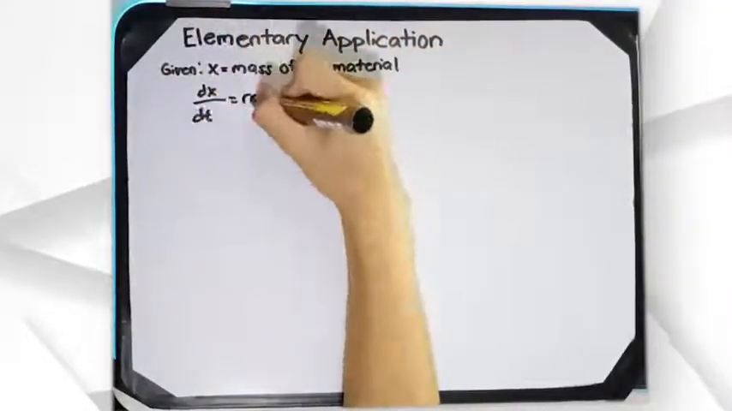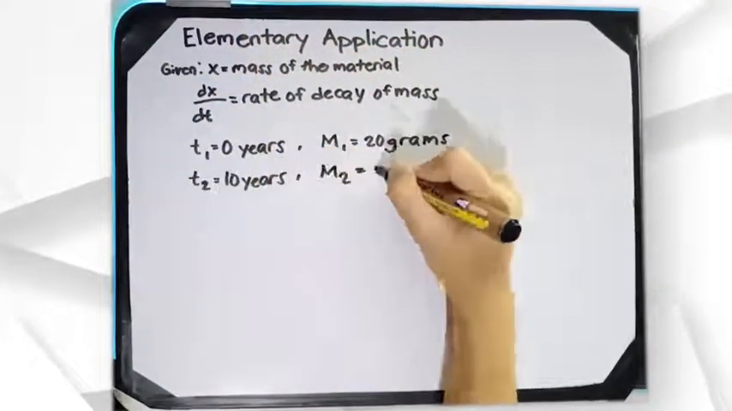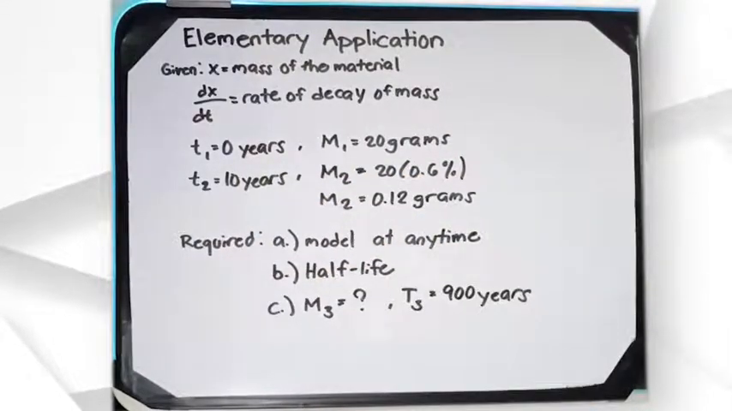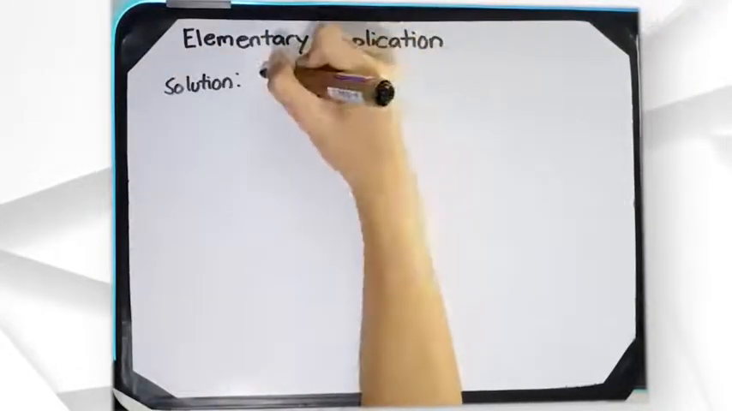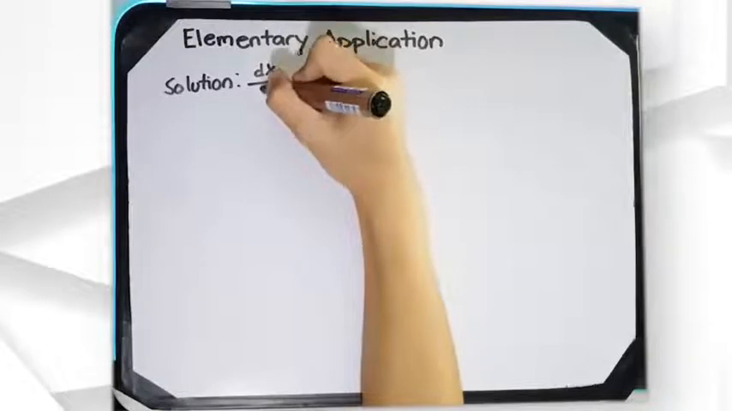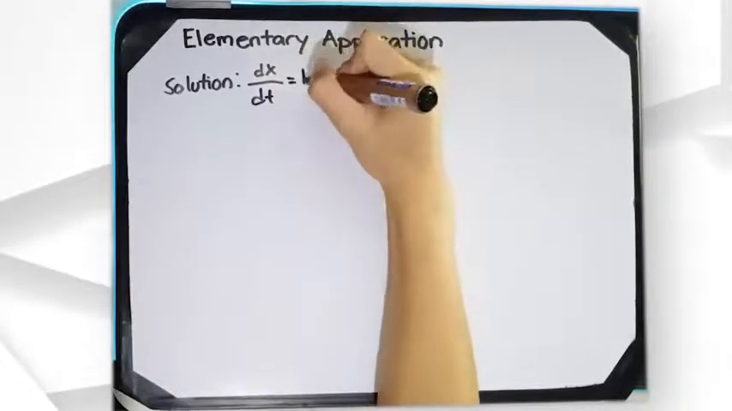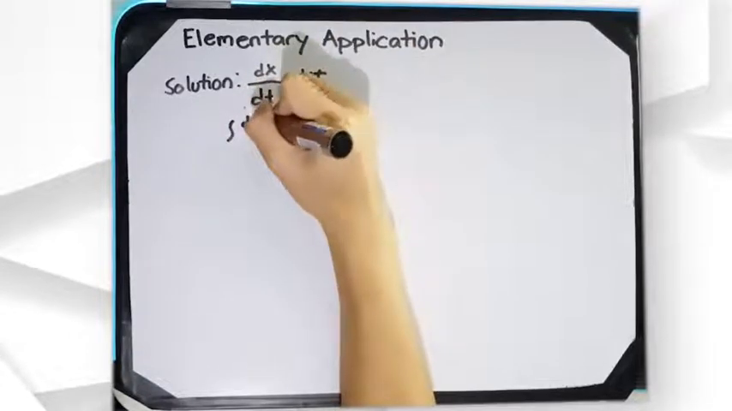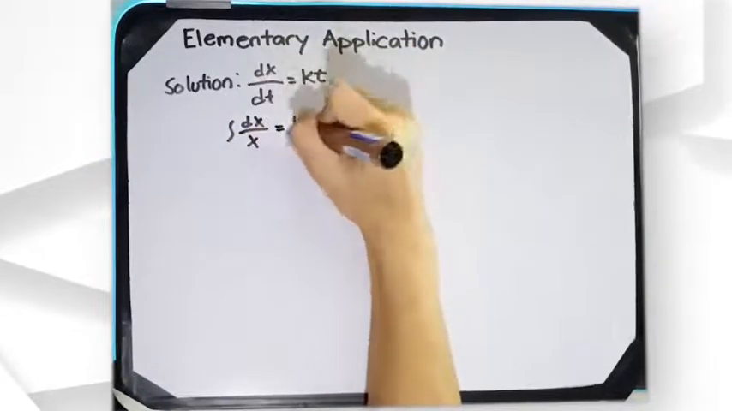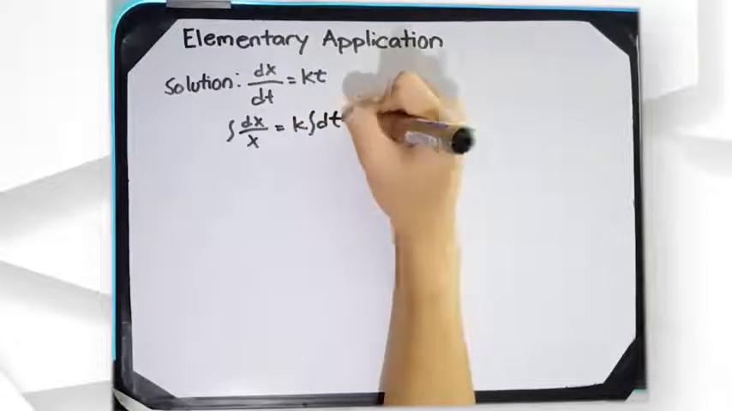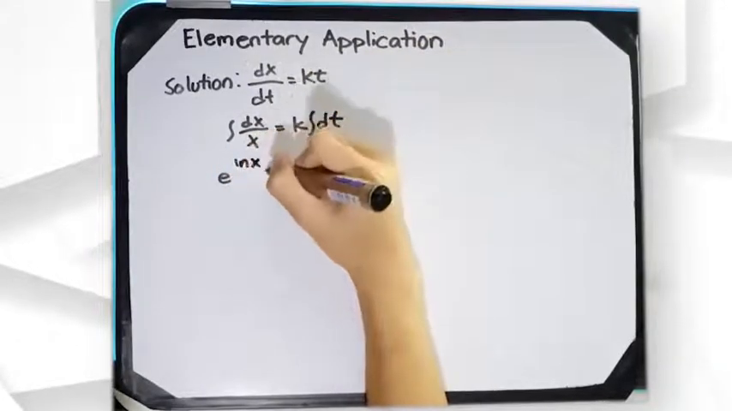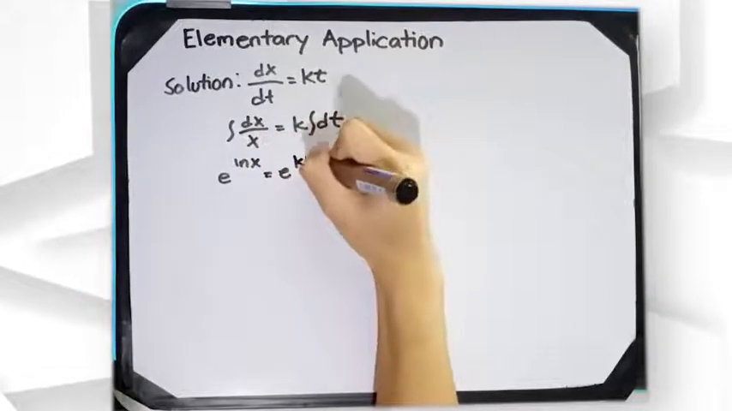After inspecting the problem, here is the gathered information. Given x is equal to the mass of the material and dx over dt is equal to the rate of decay of mass. In order for us to do letter A, first, always set up the equation. We have the equation dx over dt is equal to kx, and if we perform separation of variables, we get dx over x is equal to k dt. We can now integrate both sides of the equation. After integrating, we get ln x is equal to kt plus c. Now, we can exponentiate this equation.